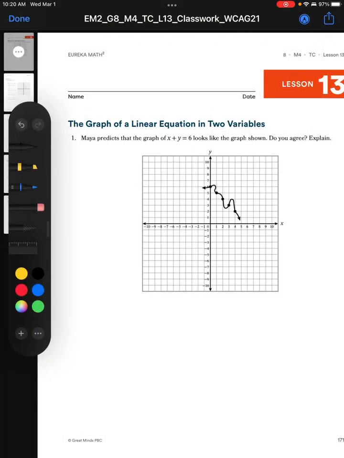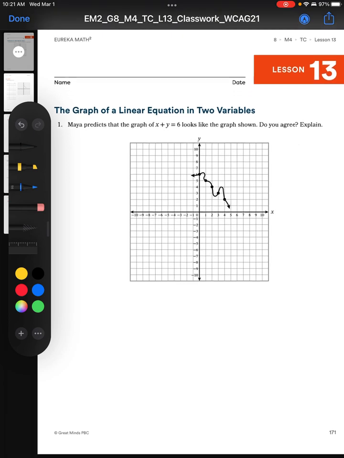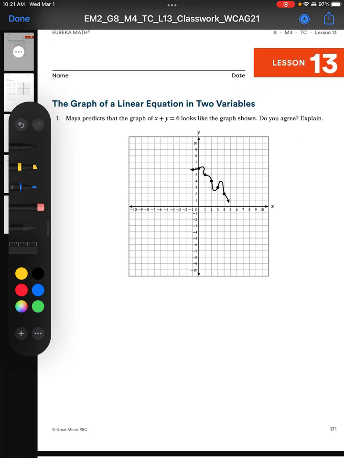Okay, this is Module 4, Lesson 13. We are talking about the graphs of linear equations in two variables. So starting on page 171, it says that Maya predicts that the graph of x plus y equals 6 looks like the graph below. Do you agree? Explain. So take a minute, look at this graph.